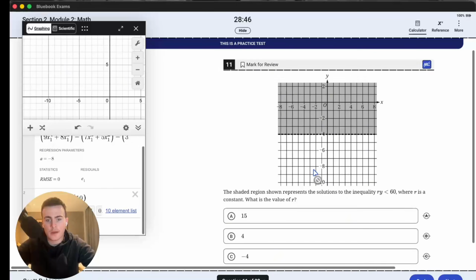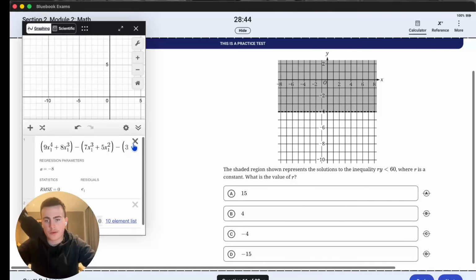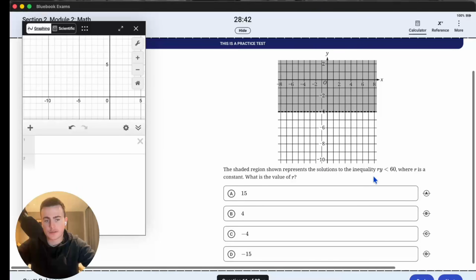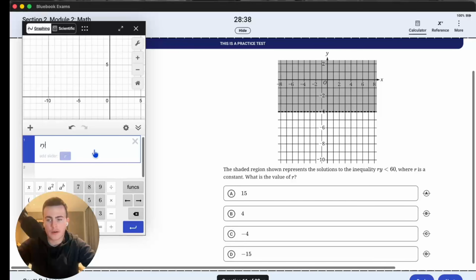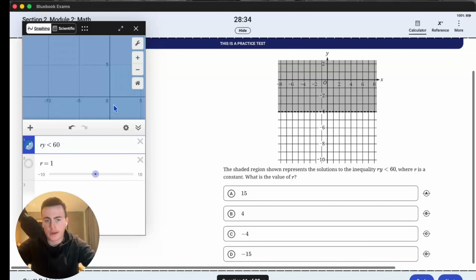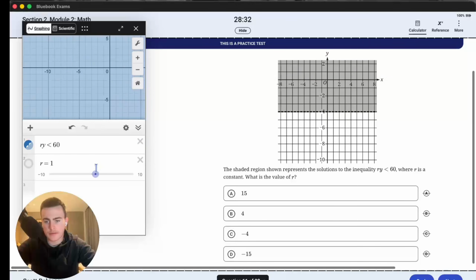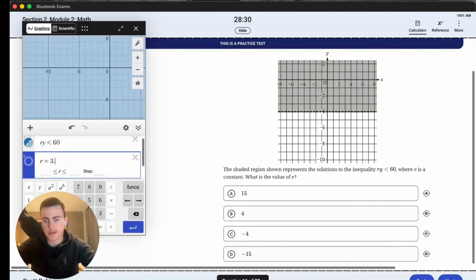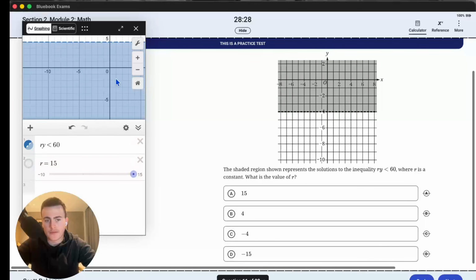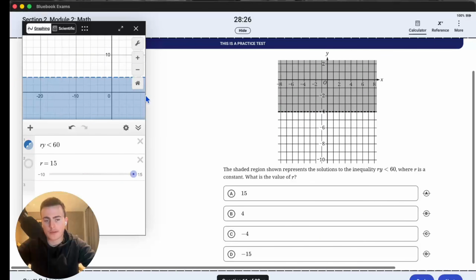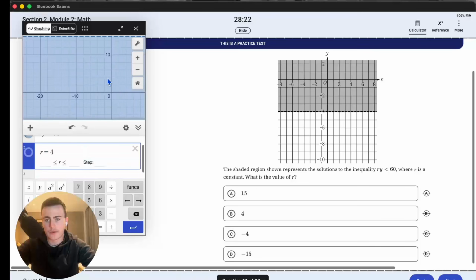That's it. The shaded region shown represents the solutions to this inequality. What's the value of r? Well, I'll say ry less than 60, slider for r, and you just want to see when it looks like this graph. Pretty straightforward. This is MCQ. Let's plug the answers in. When it's 15, this is not what we're looking for. We're looking for the bottom to not be shaded and the top to be shaded. So not 15. Try 4.